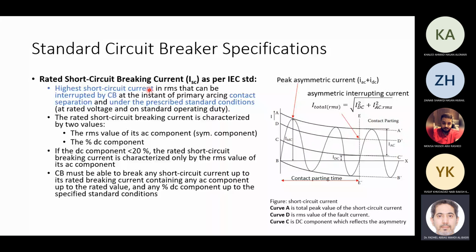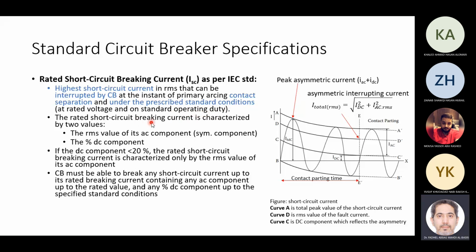The highest short circuit current in RMS that can be interrupted by the circuit breaker at the instant of primary arcing contact parting time, primary arcing contact separation, and under the prescribed standard conditions, like temperature, altitude, and so on. Or sometimes at rated voltage and standard operating duty. I'll give you this later, inshallah.